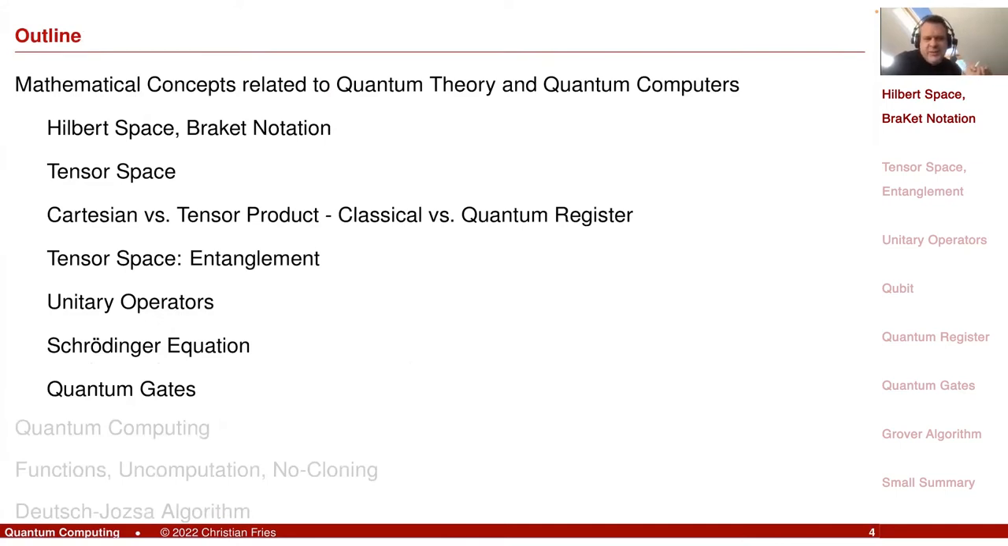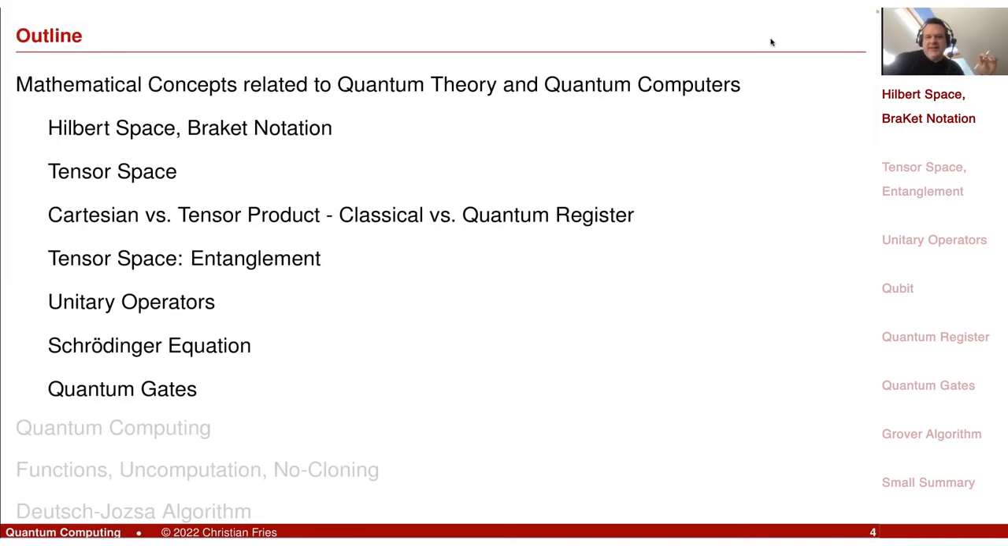So I start here with a section recalling some mathematical concepts. So what is a Hilbert space? What is a tensor space? How does the tensor space differ from the Cartesian product? So the tensor product differs from the Cartesian product. So I like to recall this a little bit, and then we will stumble across the possibility that we can model entanglement in the tensor space.